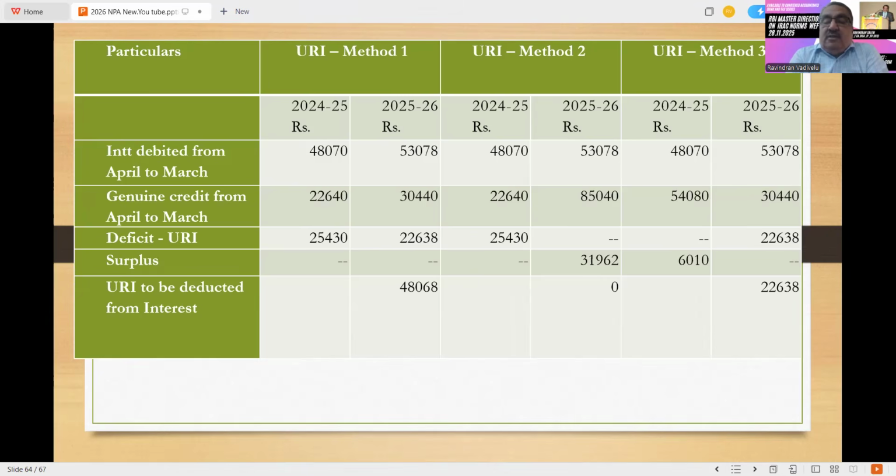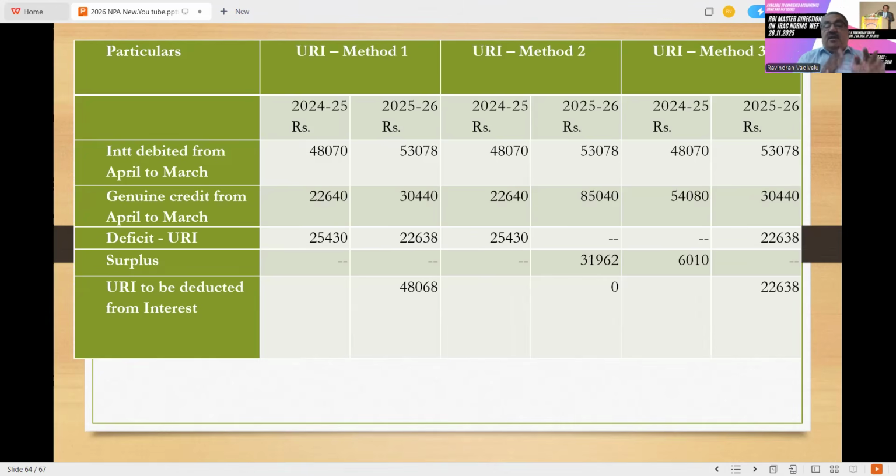Now we are going for method 3. In that, 24-25 has got a surplus of 6,010, but 25-26 has got a deficit of 22,638. So this 6,010 would have been adjusted in the principal. So there is no surplus available in the year 24-25. So the unrealized interest for the year 25-26 is 22,638.